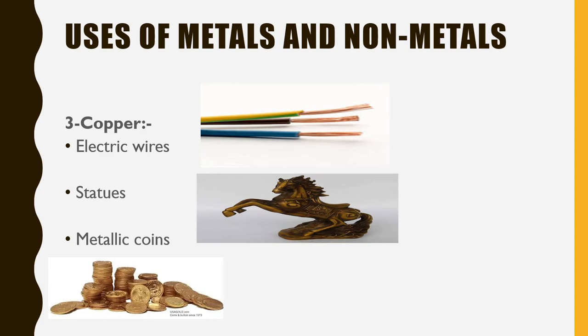Now we'll talk about the copper. What are the uses of copper? The copper is a metal that can be used in making electric wires. The electric wires are made of copper. Statues. Some statues are made of copper. Metallic coins. Also, some metallic coins are made of copper.